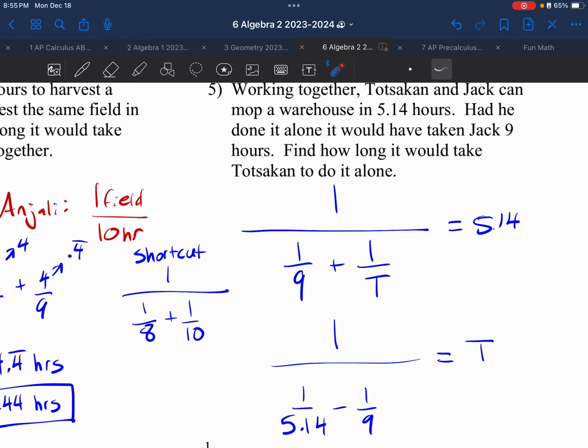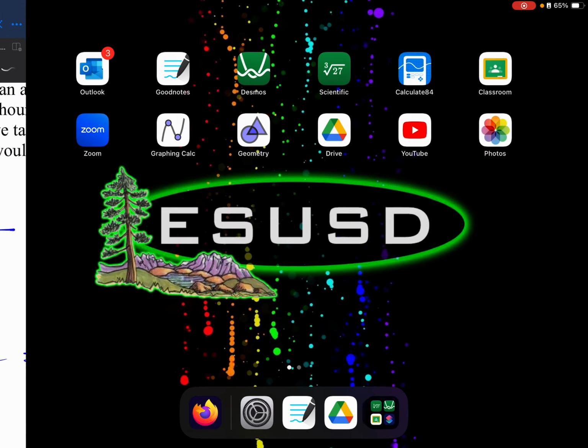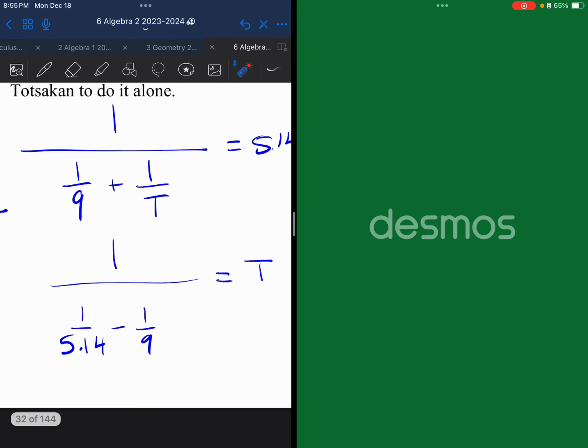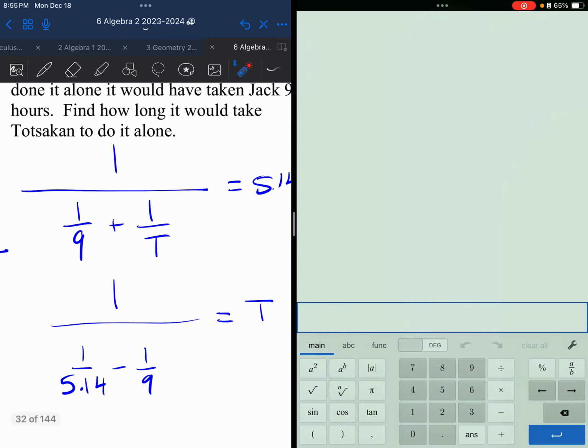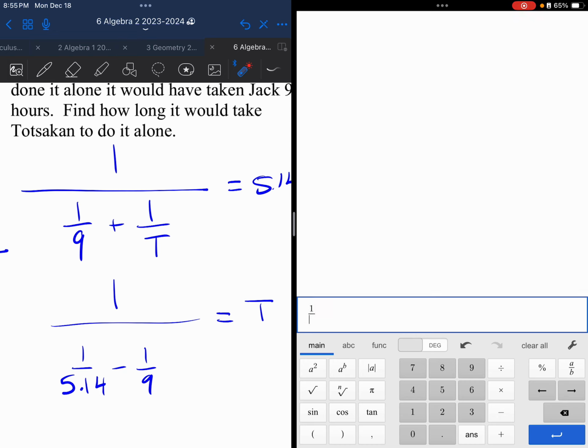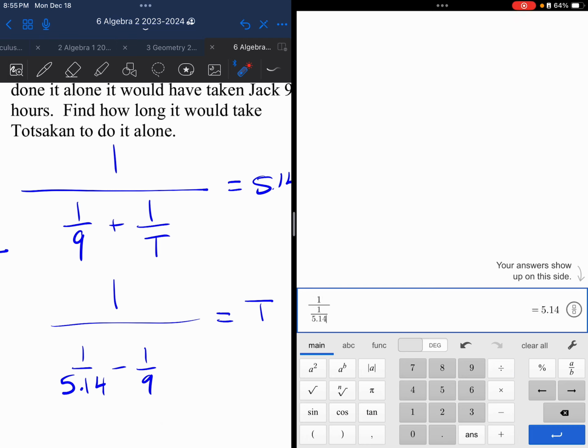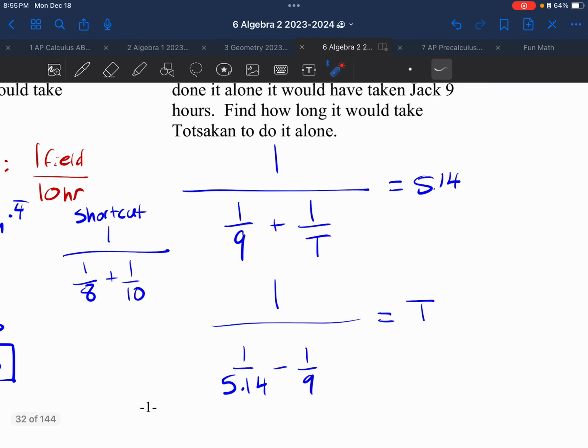I want to show you how to type this into a decimal scientific calculator. So I'm going to go ahead and split view, open up my scientific calculator, and type this thing in. So it's going to be 1 divided by, and then there's going to be a fraction down here, so it's going to be 1 divided by 5.14, and then after that fraction, I'm going to do minus 1 divided by 9, and I get my answer as 11.98. So I'm going to come over here and say this is equal to 11.98 hours.